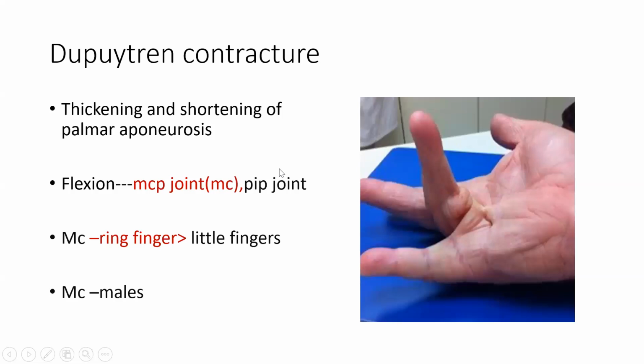Okay, so this is thickening and shortening of the aponeurosis. So ये क्या होता है? Palmar aponeurosis होता है. This is thickening and shortening. Okay, the flexion is at the MCP joint. So you see this MCP. So यहाँ पे क्या होता है? Metacarpophalangeal. So this all metacarpal आता है. This is the phalangeal joint. So MCP joint पे flexion होता है.